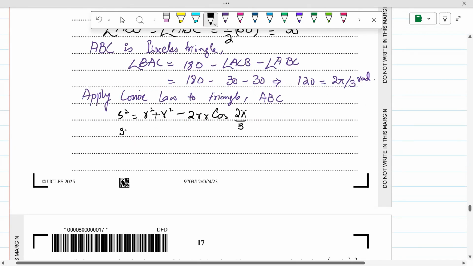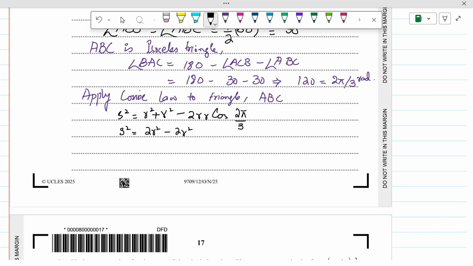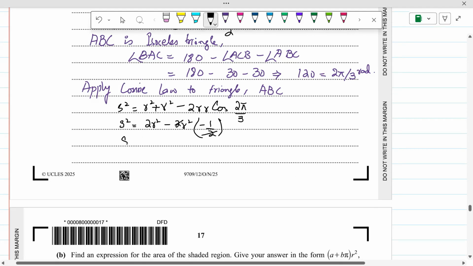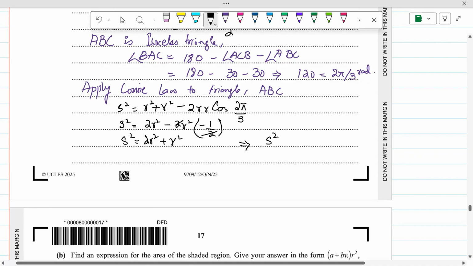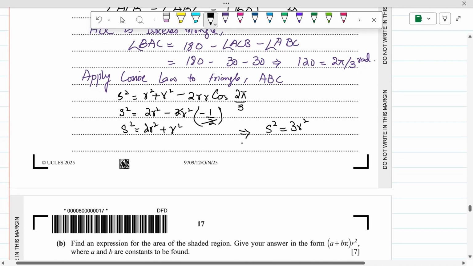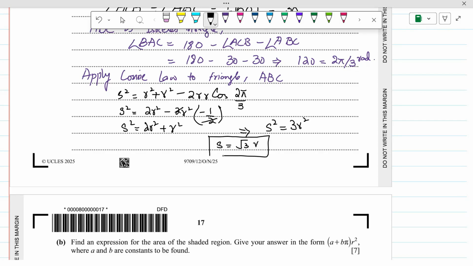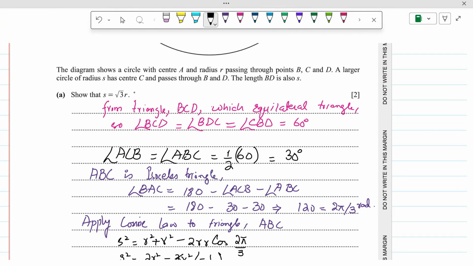So we have S squared equals 2R squared minus 2R squared, and cos 2 pi over 3 is negative half. So the 2 will be cancelled out and we will have S squared equals 2R squared plus R squared, negative times negative 1 is positive R squared. So we will have S squared equals 3R squared. Square root both sides and we will have S equal to root 3 R. So S is equal to root 3 R, which was required.